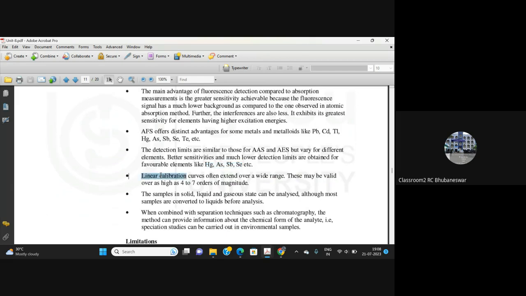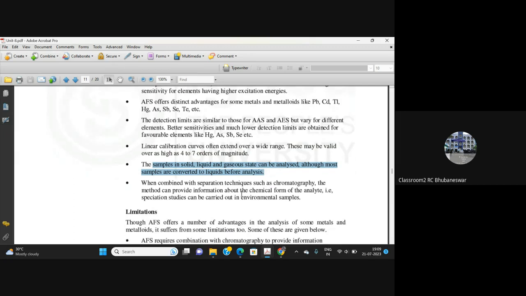The linear calibration curves often extend over a wide range. They may be valid over as high as 4 to 7 orders of magnitude, and samples in solid, liquid, or gaseous state can be analyzed. Although most samples are converted into liquid before analysis, then only you can spray it up to the nebulizer. Then only it will go through the flame or electric arc. You can do atomization, and subsequently you can move on.